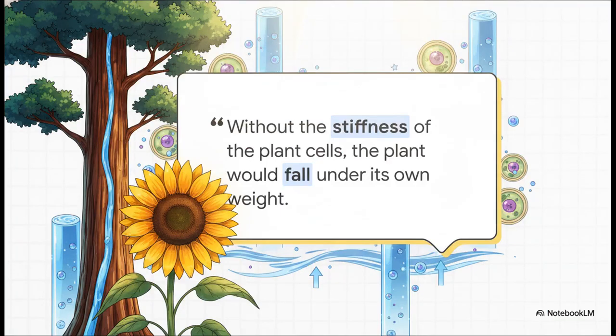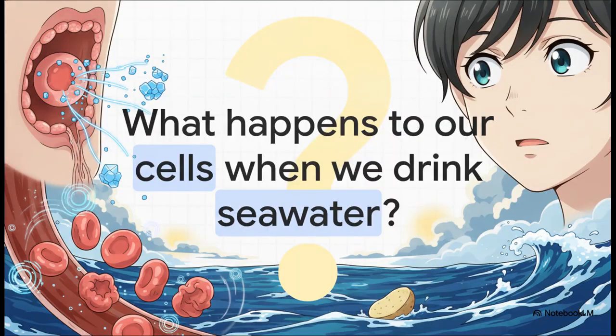I really want to hammer this point home with a profound thought from our source material. Without the stiffness of the plant cells, the plant would fall under its own weight. Just picture a towering redwood tree or a massive, vibrant sunflower. They're quite literally architectural miracles, standing on microscopic pillars of water. The sheer hydraulic pressure generated by osmosis inside those tiny, selectively permeable membranes is actually strong enough to defy gravity itself.